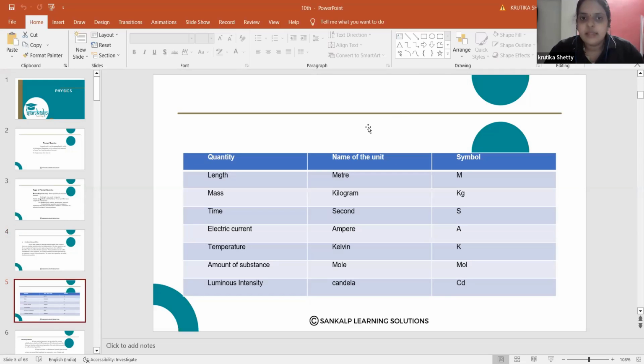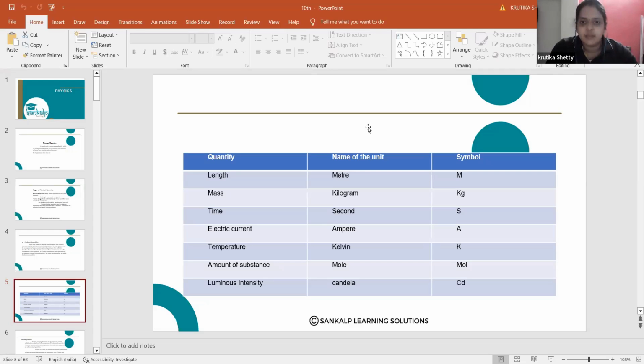Here you can see the examples: length, mass, time, electric current, temperature, amount of substance and luminous intensity. Just now I told you there are 7, and you can see the 7 here. So these 7 are called fundamental quantities. Any other quantities apart from these all come under derived quantities.